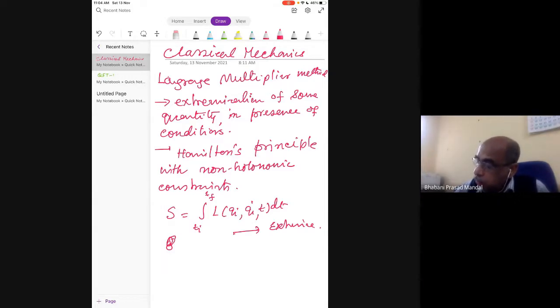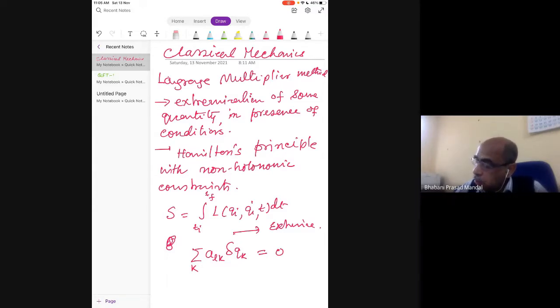Now we have non-holonomic constraints, which the other day I showed you how to write. It is the sum over k of a_lk delta q_k, and for many such conditions, as l, equal to 0. This you know how you get.